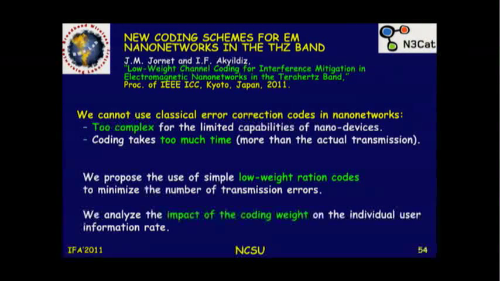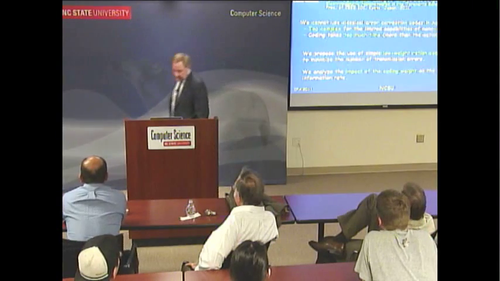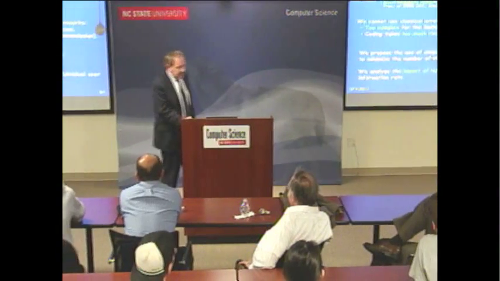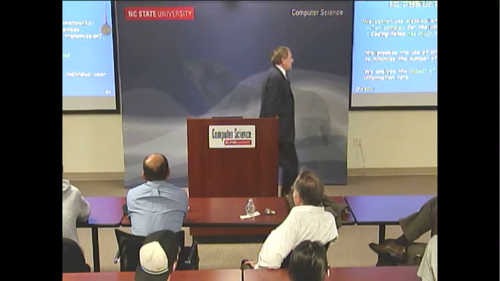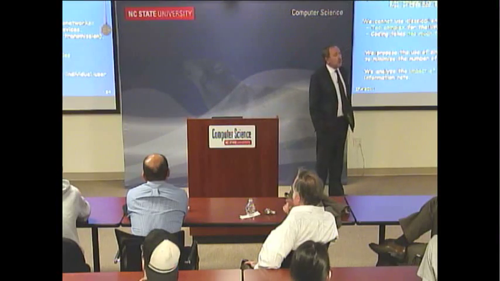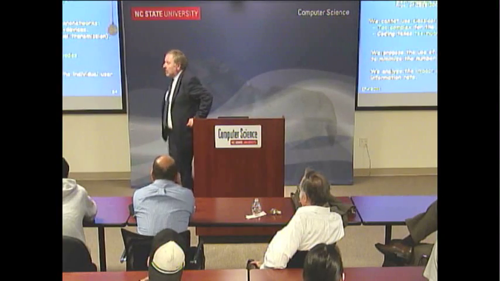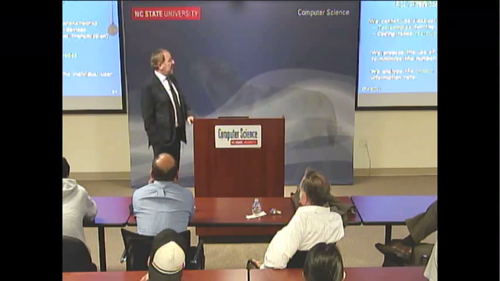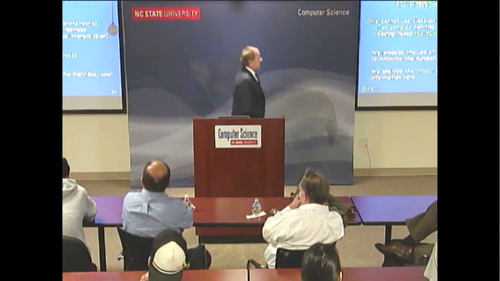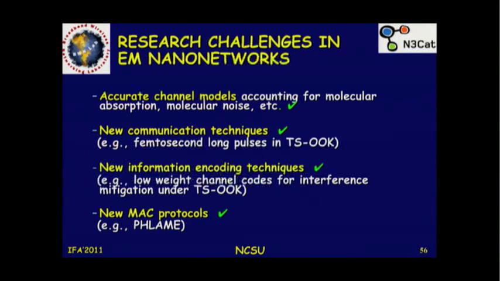So now we have these new coding schemes that will appear in ICC Kyoto. We went to these old low weight ratio codes, okay? We modified them a little bit, and a little bit meaning a lot, but anyhow. So we use these low weight ratio codes. These codes are not your classical error correction codes, but are more like avoidance, like how can we avoid errors before they happen. It's just a suggestion. It doesn't mean this is the way to go.